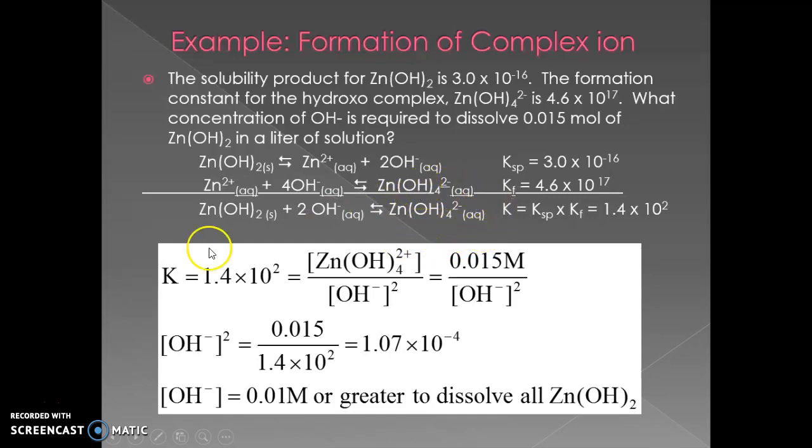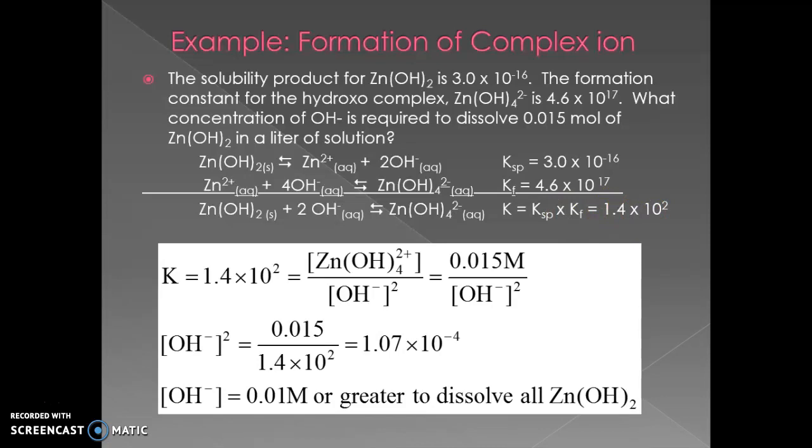So we add the two equations together, but if you remember in Hess's law, we did add delta H's. In this case, we're multiplying the KSPs. So to get the constant of the overall formation of this ion from the solid, we're going to multiply the KSP and the KF in order to get a value.